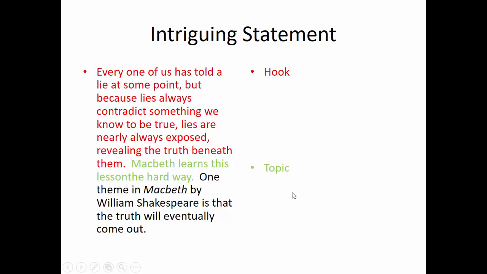Then we give the general topic. Macbeth learns this lesson the hard way. So we're introducing our character and the fact that this character has learned something about telling lies. And then we get our thesis statement. One theme in Macbeth by William Shakespeare is that the truth will eventually come out. So there you have a quick 3-sentence introduction with the hook, the topic, and then the thesis.